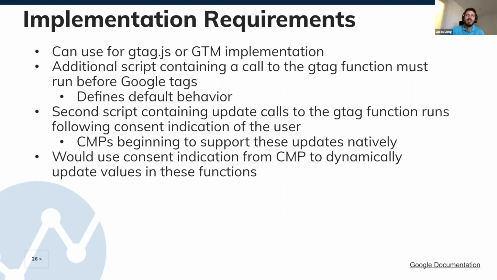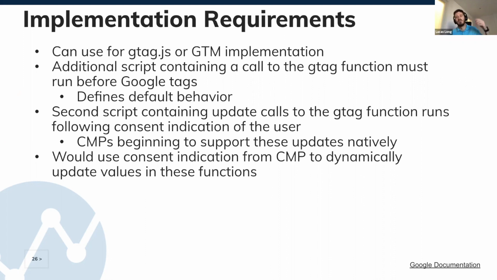What it requires is an additional script that contains a call to the gtag function that needs to run before, at first it was just before Google tags, because those are the only ones respecting these conditions, but it needs to run before any tag that has that consent mode indication built into the tag template or any of the Google tags that you're running within that GTM container. So that initial script defines the default behavior. In Europe, for example, that's going to be all of those different storage options being denied, and then updating that once the user makes a consent selection and carrying that forward from page to page.